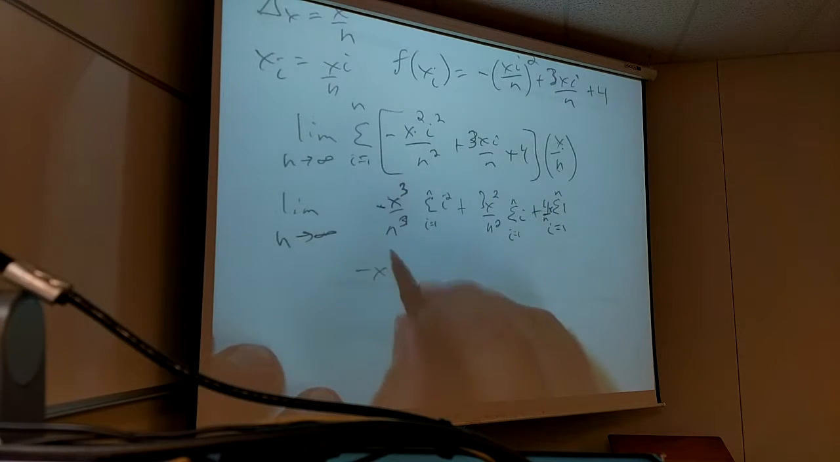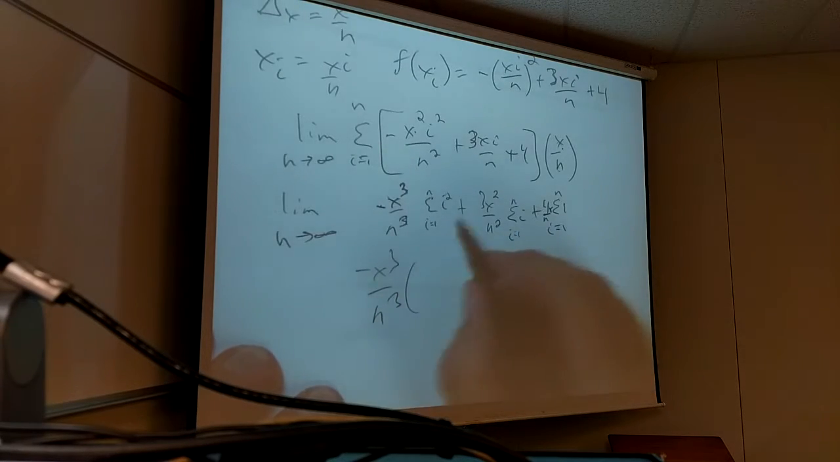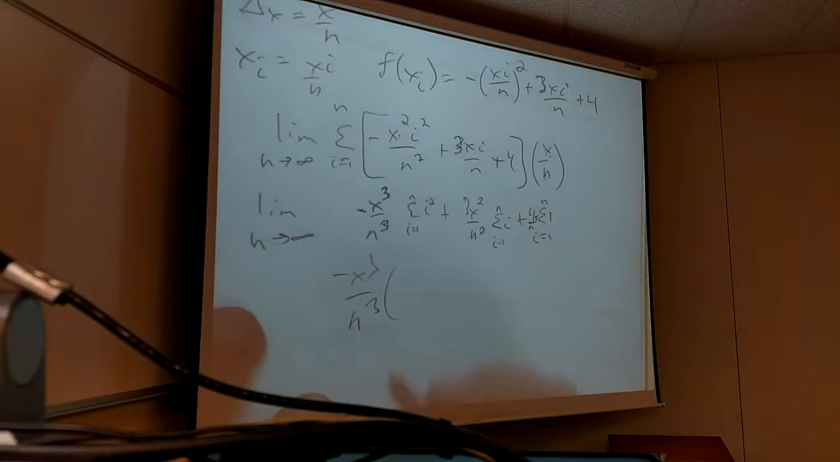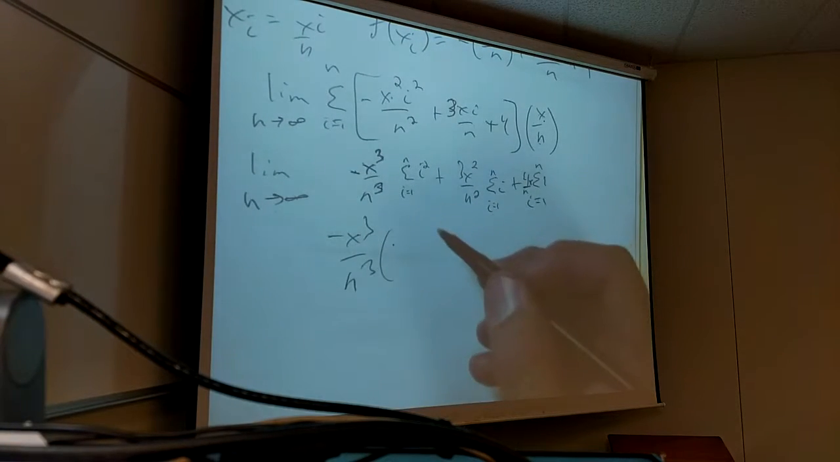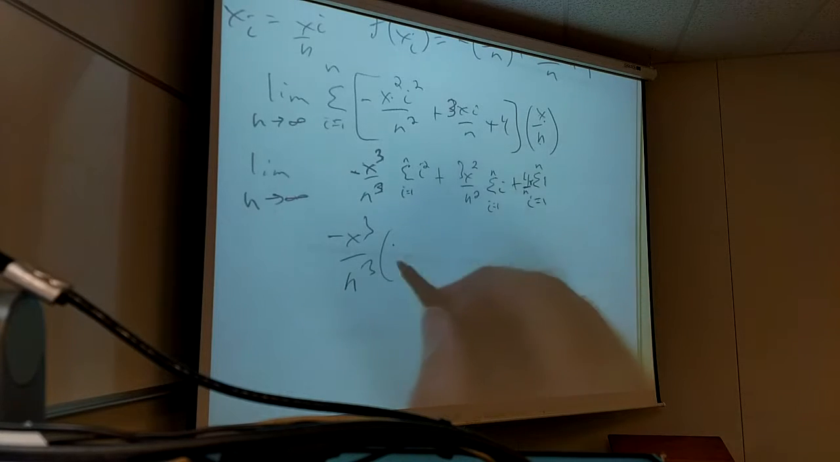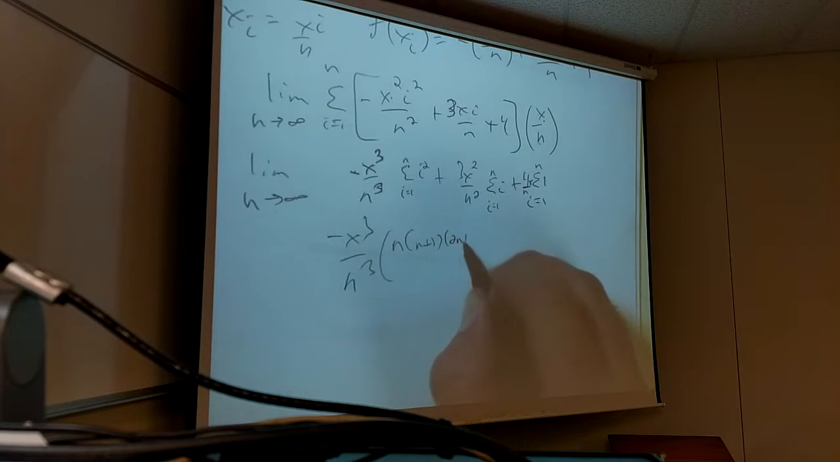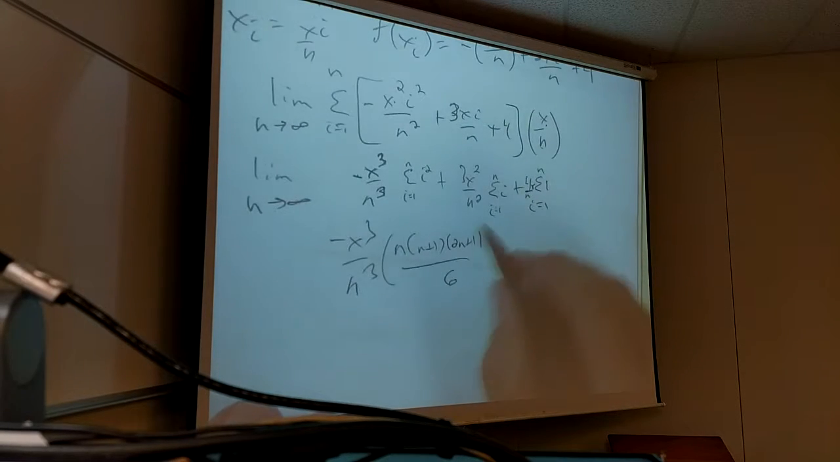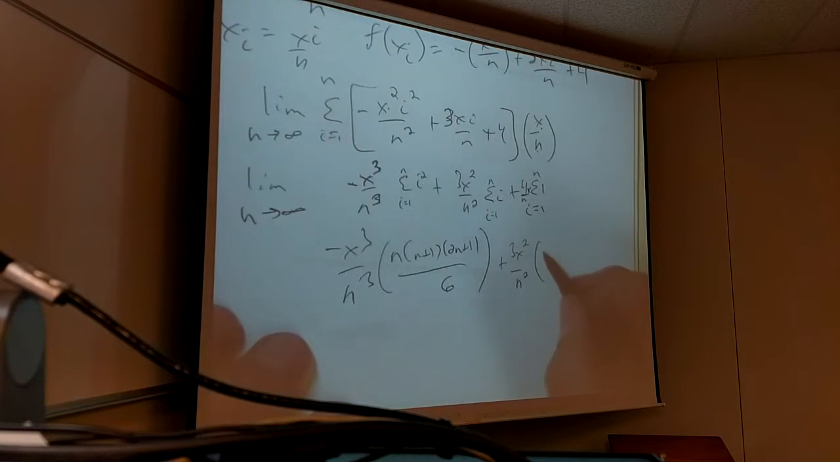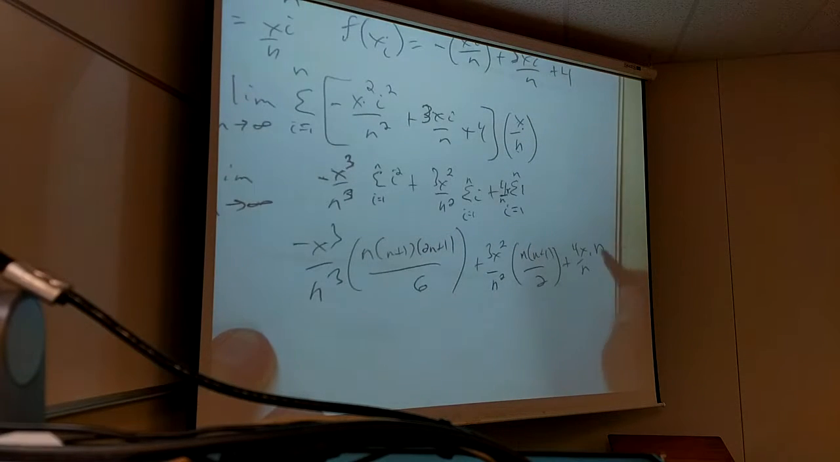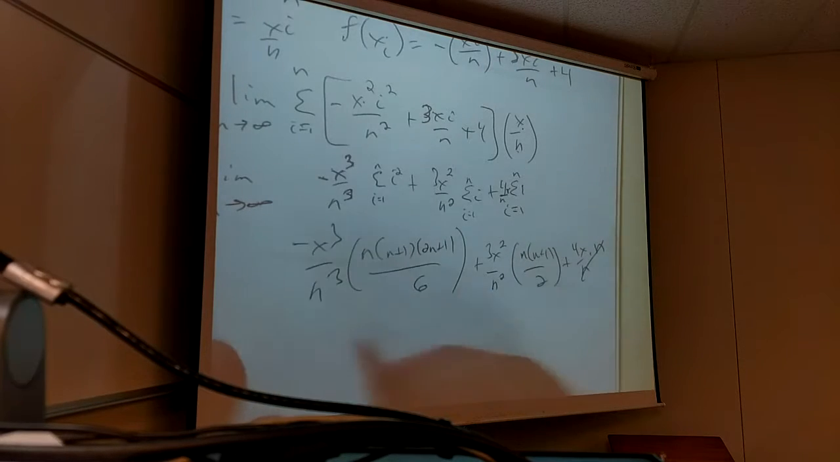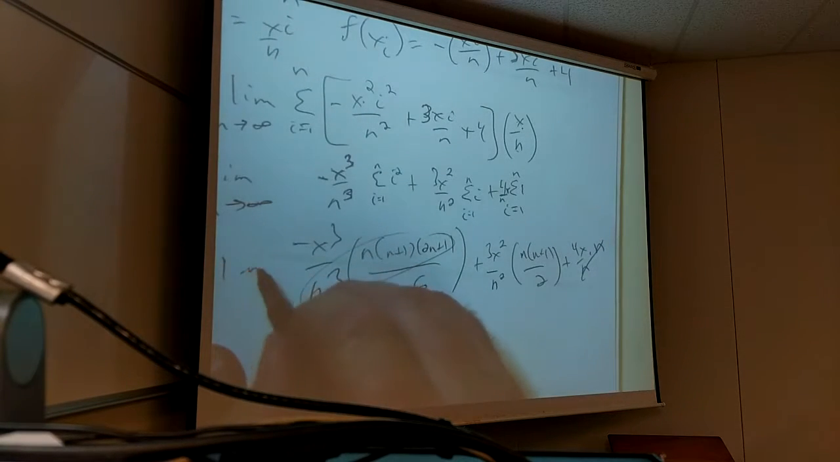So this will be negative x cubed over n cubed times, this is cool, just watch. You don't have to write all this stuff down. If you're madly writing, stop. This was, let me see if I remember. I don't remember. I'm never going to remember that. n times n plus 1 times 2n plus 1 over 6. That's what that guy is. Plus 3x squared over n squared. I know that one. n times n plus 1 over 2. Plus 4x over n times n. That's what that guy is. It's just n. Plop.